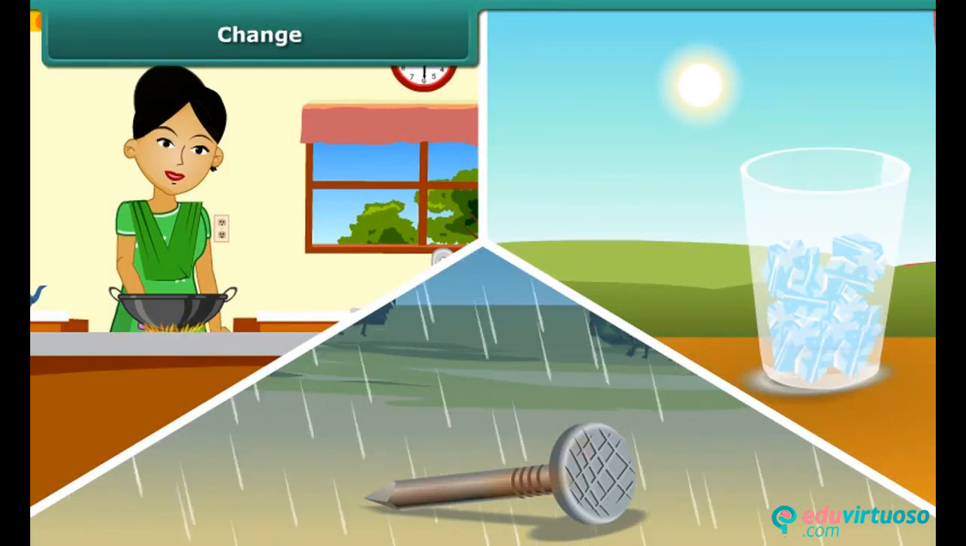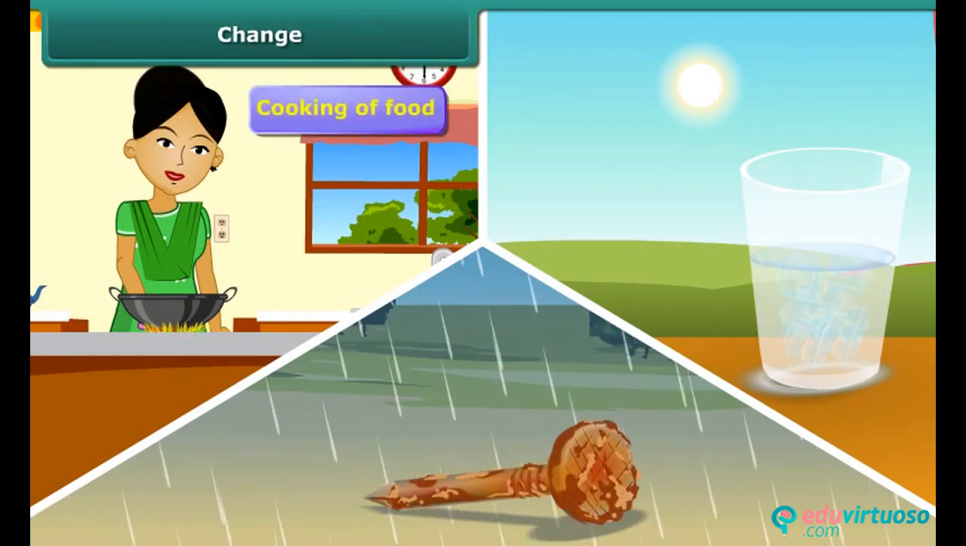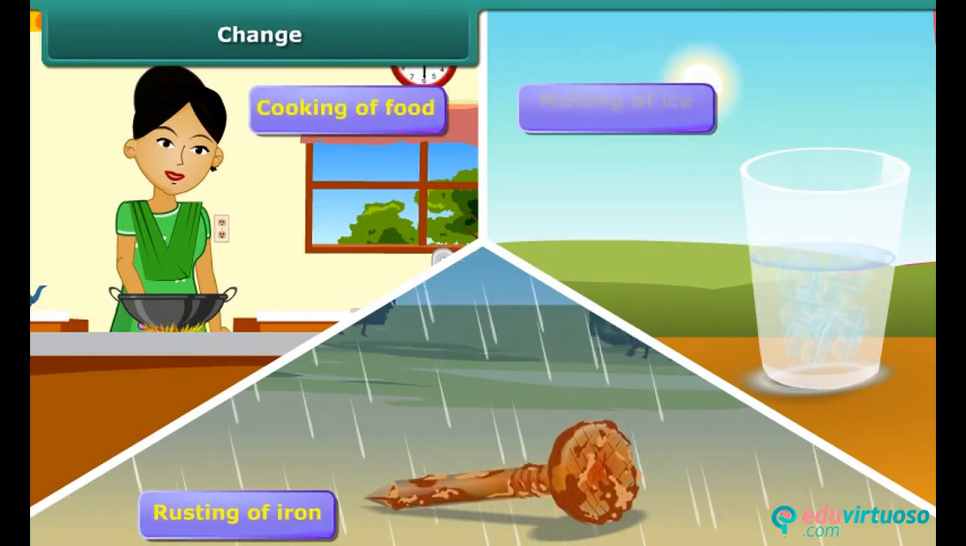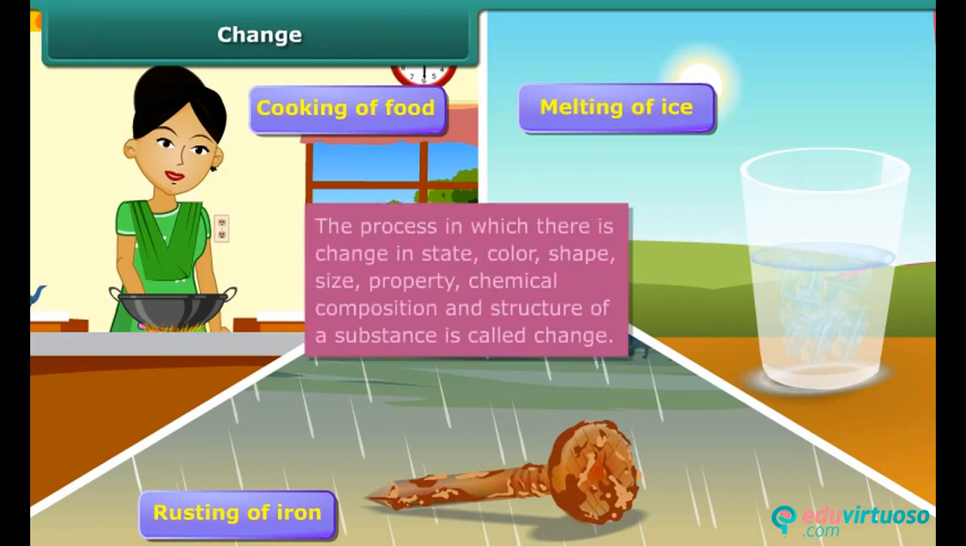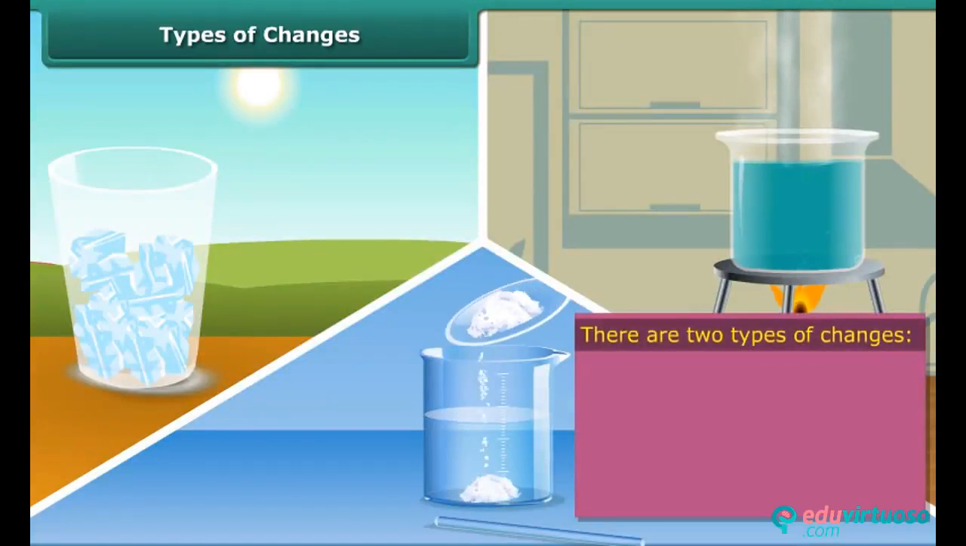Some examples of changes in our daily life are cooking of food, rusting of iron, melting of ice. Change is a process in which the properties like state, color, shape, size, chemical composition, and structure of a substance is altered. Types of changes.